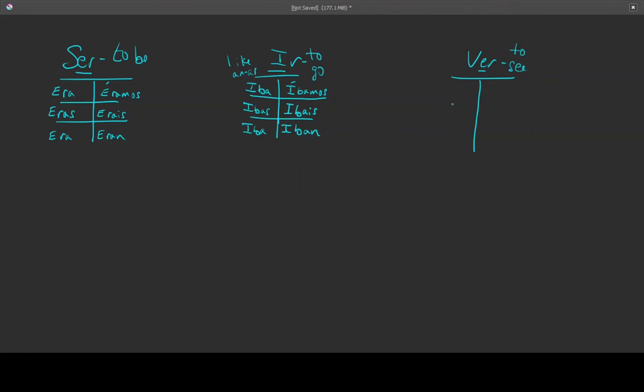All right, and then our verb ver is going to look pretty normal, except it's retaining that E right there. So veía, veías, veía, veíamos, veíais, and veían. All right, and those are our only 3 irregular verbs in the imperfect tense.